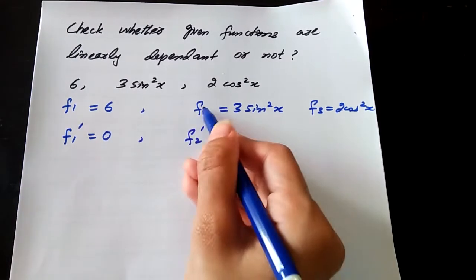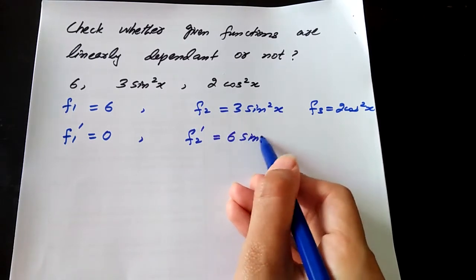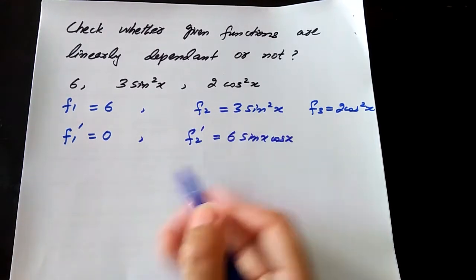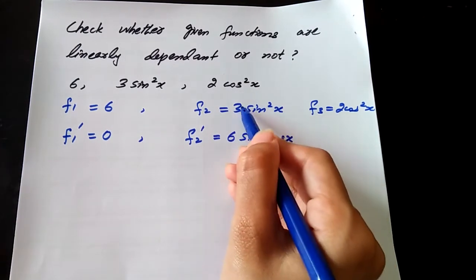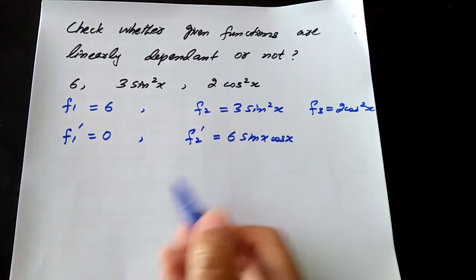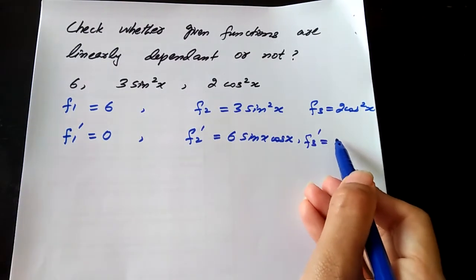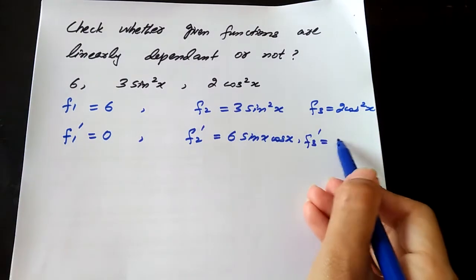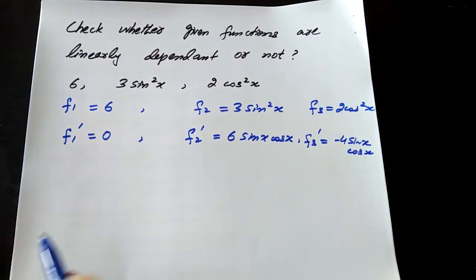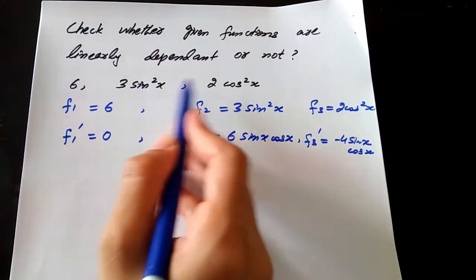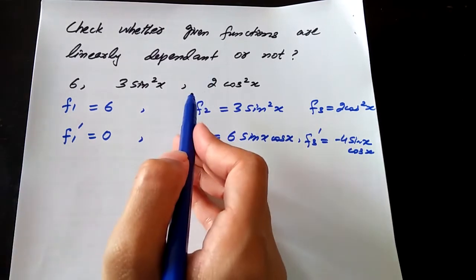Find the first derivative of this f2. That will be equal to 6 sine of x cos of x. First of all, power down, power minus 1, and then the derivative of the function without the power. Now the first derivative of your f3 will be minus 4 sine of x cos of x. Now you are given 3 functions, so you will find the derivative up to the second time.